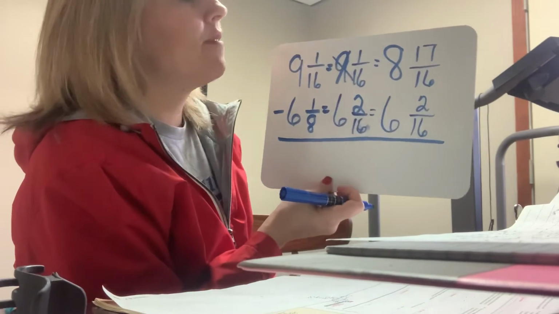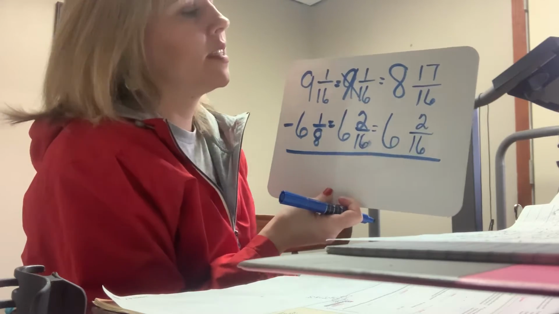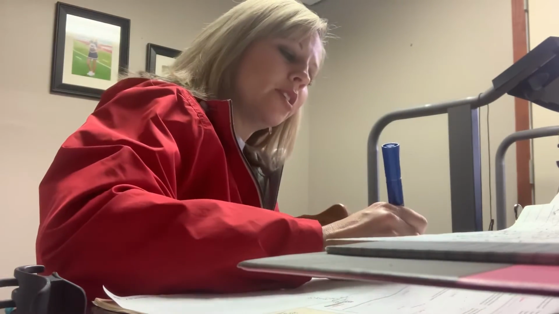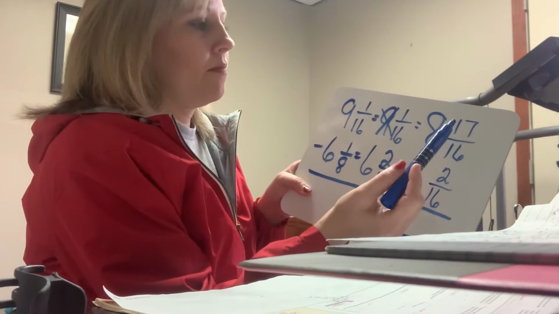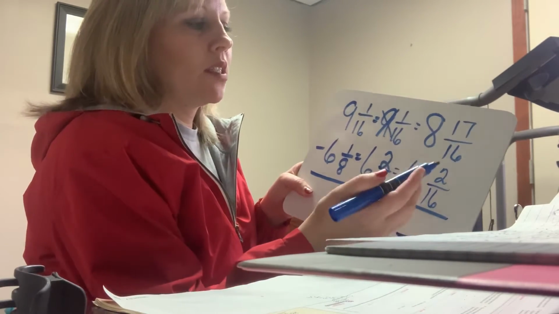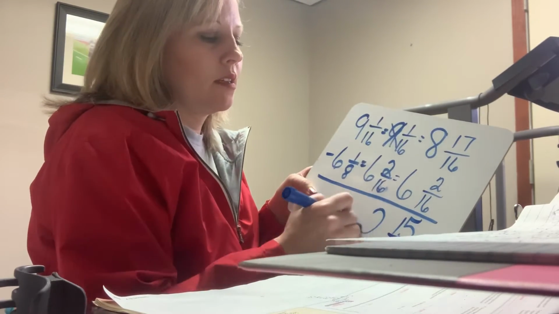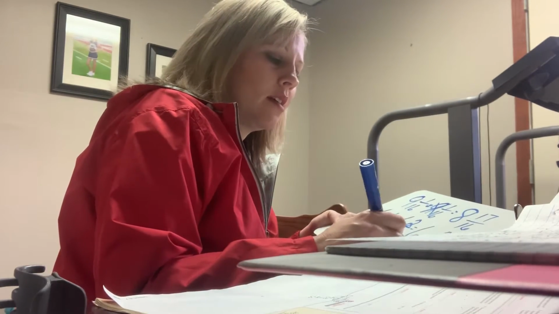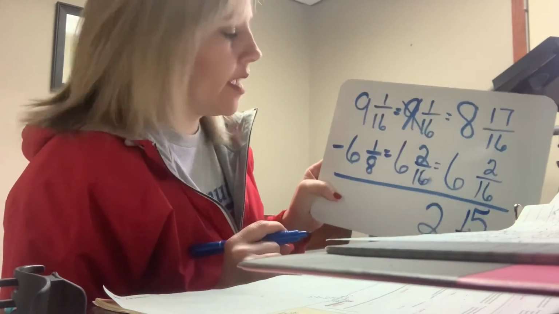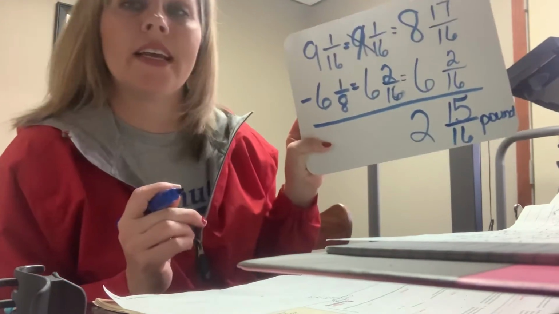Okay, now we have 6 2/16 to take away from 8 17/16. Our denominator stays the same. Bring down your 16. 17 minus 2 is 15, and 6 from 8 is 2. So 2 15/16 pounds. He almost gained 3 pounds, didn't he? Because 15/16 almost makes a whole, doesn't it, guys?